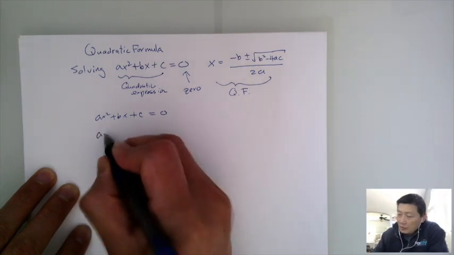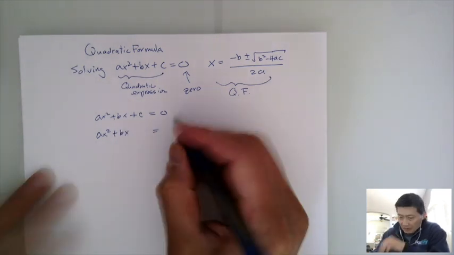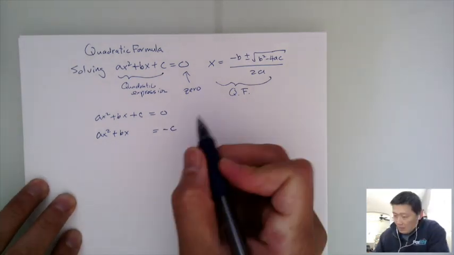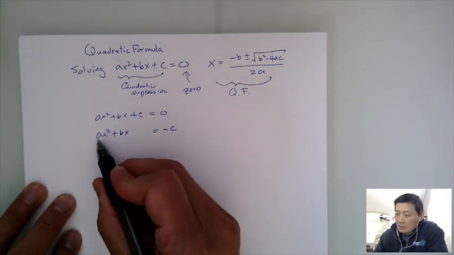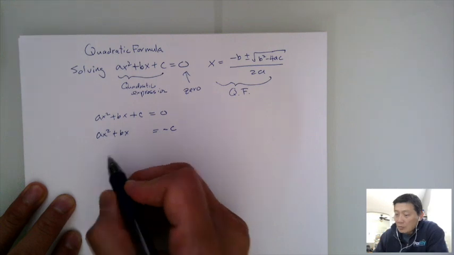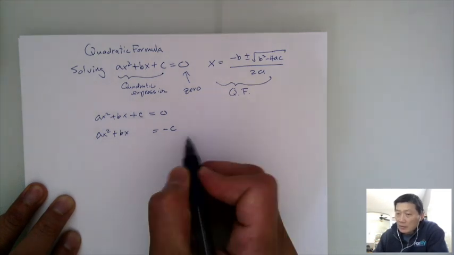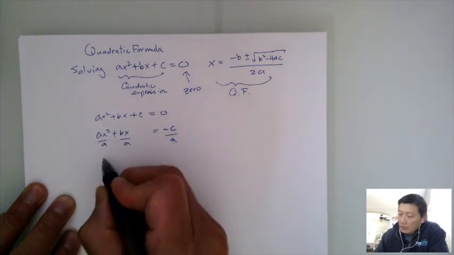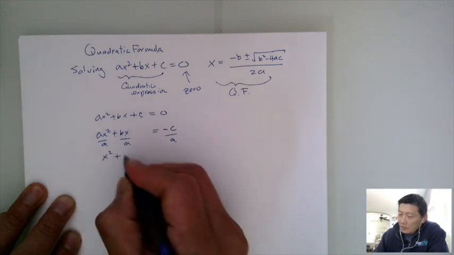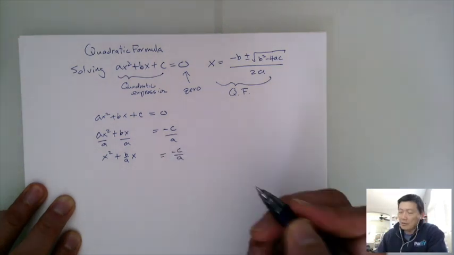The first step is moving the c to the other side, so it becomes negative c. Now, it's really hard to complete the square when you have a coefficient in front of the x squared term. There's an a right there, so I need to get rid of it by dividing by a. But if I divide the x squared term by a, I need to divide every single term. As a consequence, you end up with x squared plus b over a x equals negative c over a.